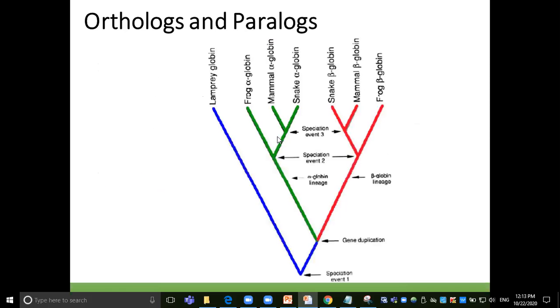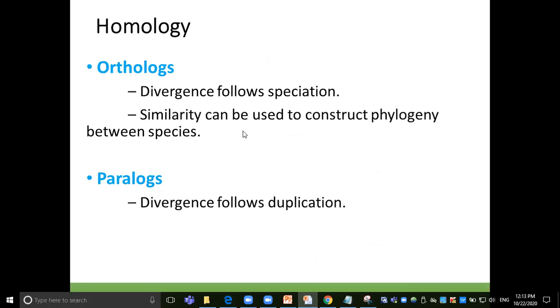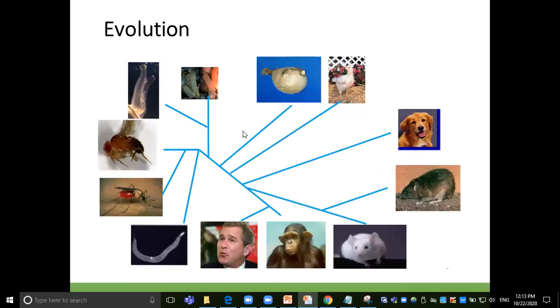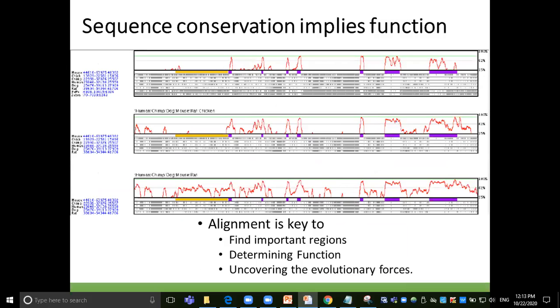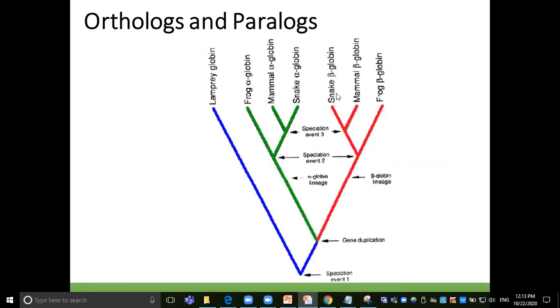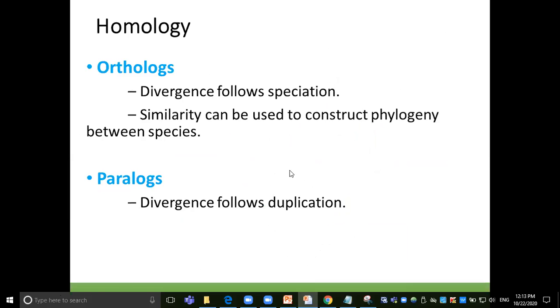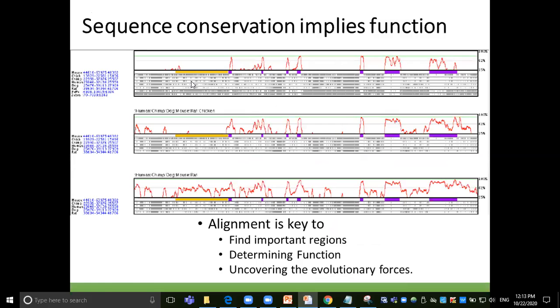Speciation happened here, and we call them orthologs. So that's one thing you need to know, because these terms are important when you are talking, and also when you are reading articles. And sequence conservation, here you can see.